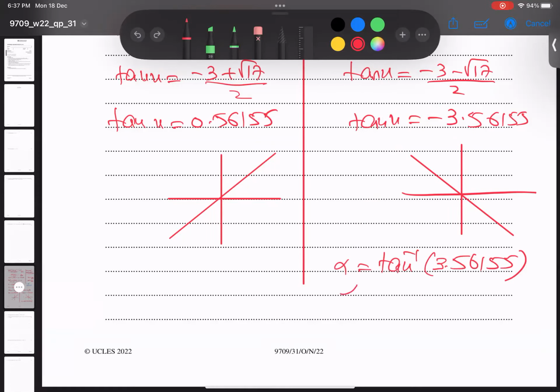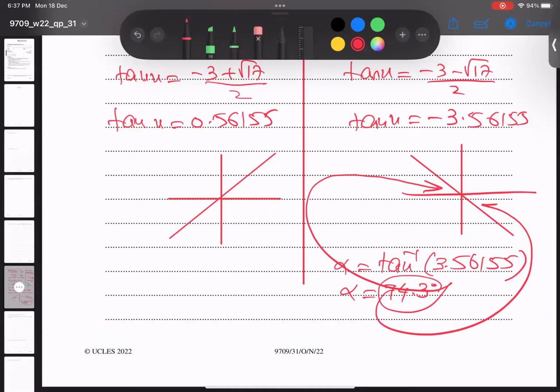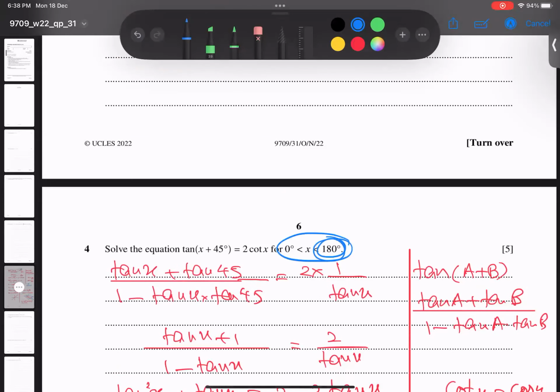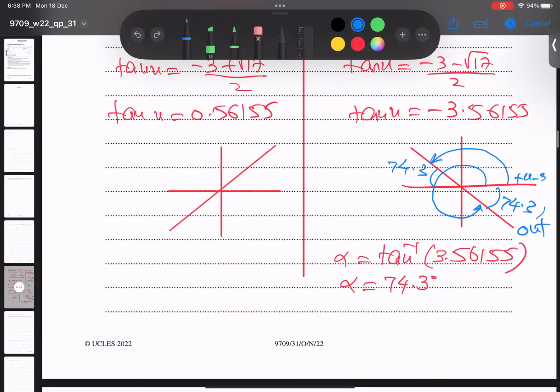3.56155, and my alpha is coming 74.3 degree, and this angle you will make with line and x-axis here and here. So I will write with the blue color 74.3 and 74.3. And students, this is done. So let's talk about the rule of measurement. Start from positive x-axis and move anti-clockwise. The second answer is here, but this is out of range. How is it out of range? Because he mentioned till 180 degree, and this is crossing 180 degree, so this answer is out of range. I will not take it, sorry. I will take this only.